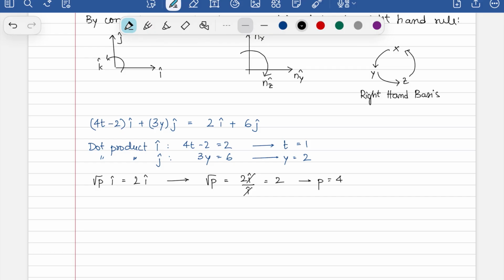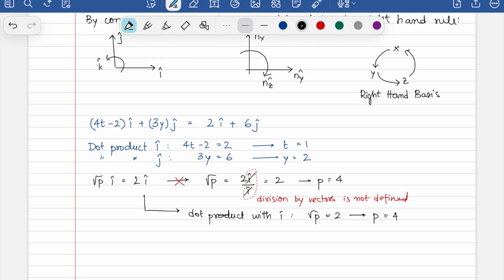Is this okay? No, it's not, because this here is division by vectors, which is not defined. It doesn't make any sense to divide by vectors. And so this is the wrong process. If you were to do it in the right way, you're just doing a dot product with i hat, which will then get you root p is equal to 2, and that gives you p is equal to 4. Okay, so keep that in mind.